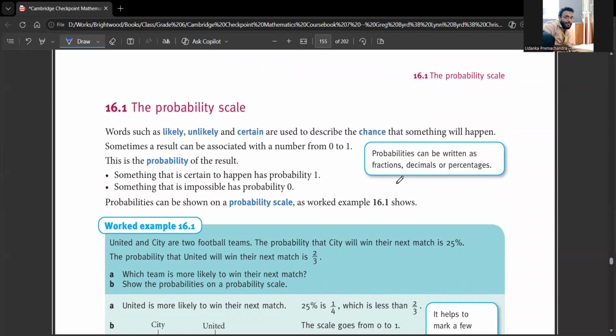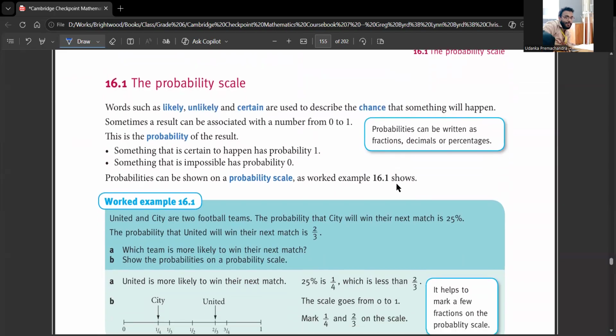So actually, probability measures the chance of an event happening. We use words like likely, unlikely, and certain. If something can mostly happen, it is likely. If it is not going to happen, it is taken as unlikely. Certain describes the chance that something will happen. So a result can be associated with a number from 0 to 1. This is the probability of a result. It can be likely, unlikely, certain, chance, and it can be a probability of a result.